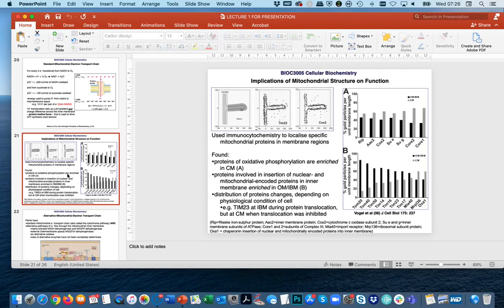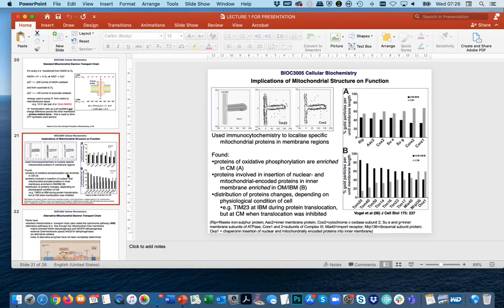So those proteins involved in the transfer are known as the TOM and TIM complexes. TOM for the outer membrane, the OM, and T for translocon, and the TIM, the translocon of the inner mitochondrial membrane.